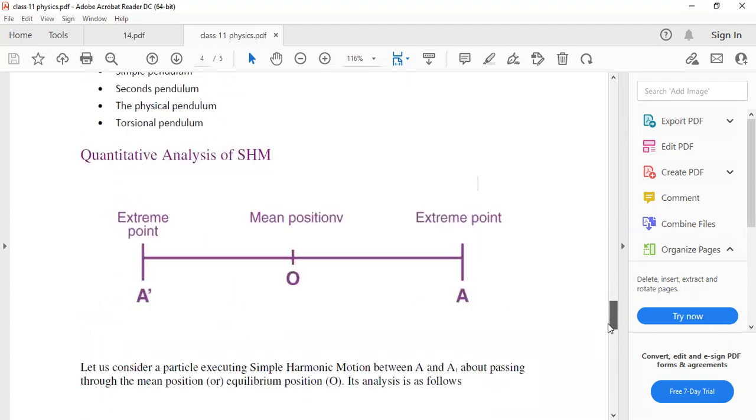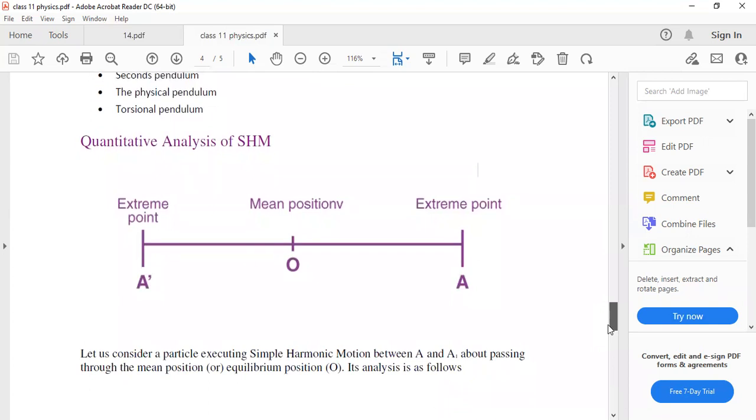Now let's do the qualitative analysis of the simple harmonic motion. So you can see there are 2 points. First is A, another is A dash, the extreme points, and there is a mean position at point O. Now students, let us consider a particle that is executing simple harmonic motion between A and A dash, passing through the mean position or the equilibrium position. So we can do the analysis like this. See this.